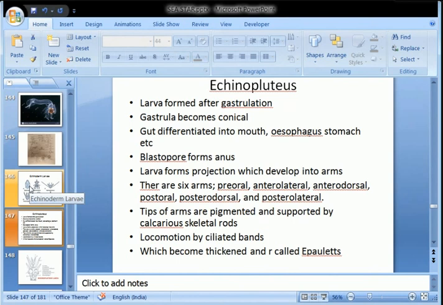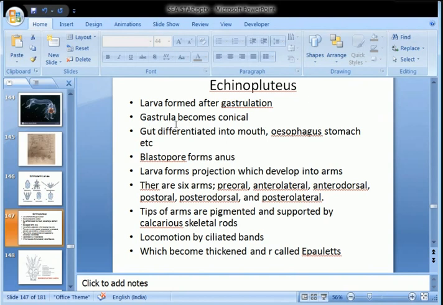A zygote forms, then successive cell divisions occur during cleavage, forming a solid ball of cells, that is the morula, then the blastula, where a cavity is formed and cells are arranged peripherally. Then invagination occurs and the primitive gut, or archenteron, forms. That part is gastrulation. And after gastrulation, this echinopluteus larval form appears.